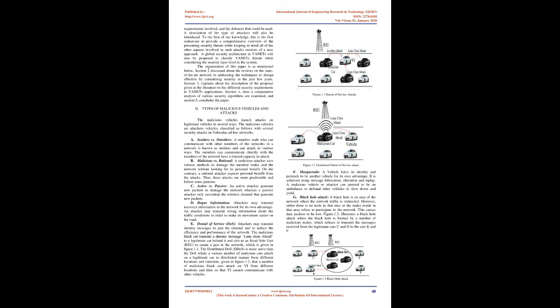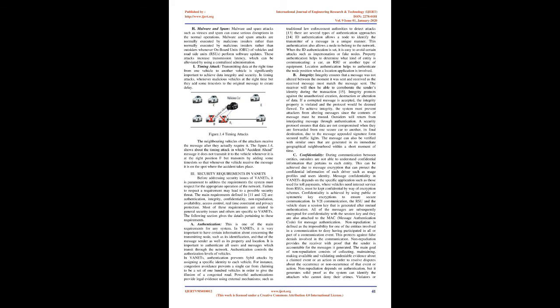G. Black hole attack. A black hole is an area of the network where the network traffic is redirected. However, either there is no node in that area or the nodes residing in that area refuse to participate in the network. This causes data packets to be lost. Figure 1.3 illustrates a black hole attack where the black hole is formed by a number of malicious nodes, which refuse to transmit the messages received from the legitimate cars C and D to the cars E and F.